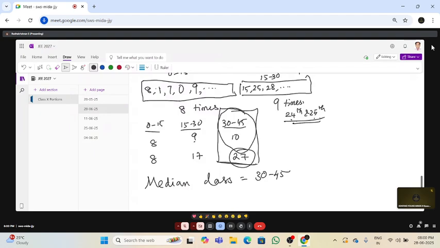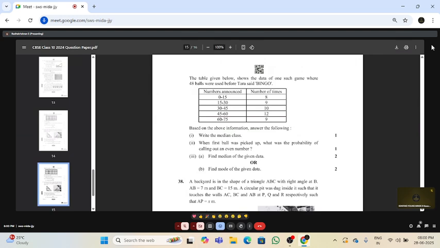Now let's look at the next problem. The next problem says, when the first ball was picked up, you're going to pick the first ball. At that time, there are 75 balls. Now you're going to pick up one ball. What was the probability of calling out an even number? There are 75 balls, numbered 1 to 75. Now you are picking up any one ball at random. So what was the probability of calling out an even number?